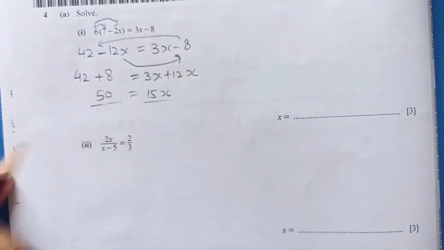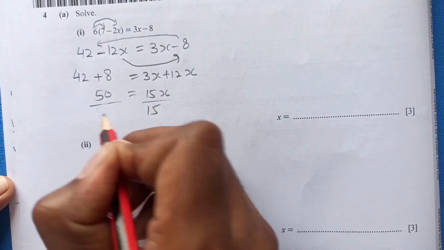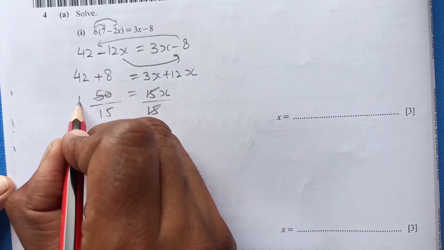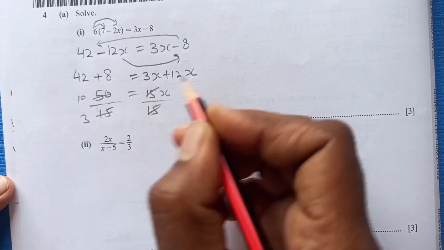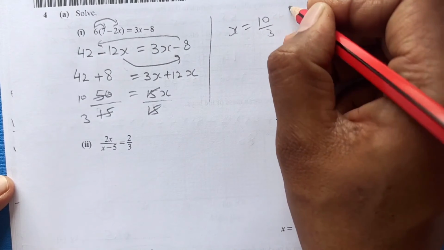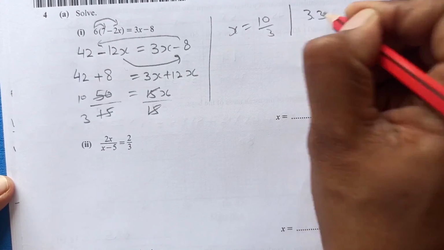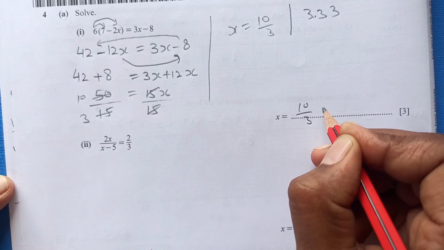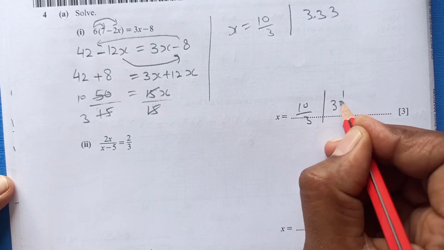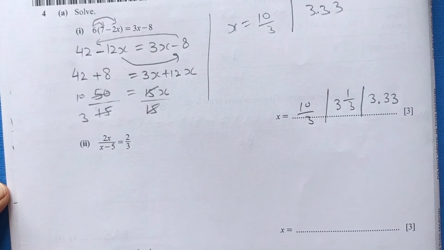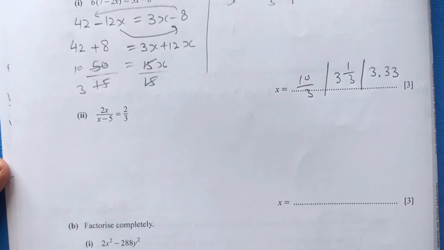We are looking for the value of x. 15 is gone, so this is in the lowest form, 5 times 10. So we have x equals 10 over 3, which may be written as 3.33. 10 over 3 either you can give, or in the mixed fraction it can be 3 and 1 over 3, or 3.33. Right? I hope you understood.